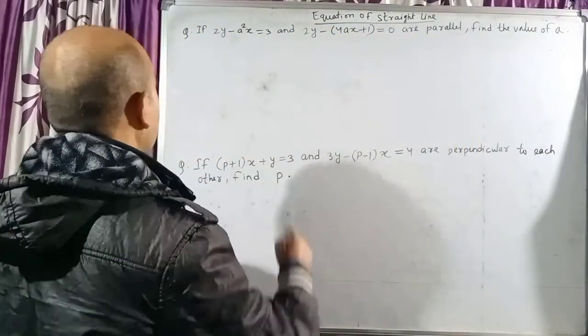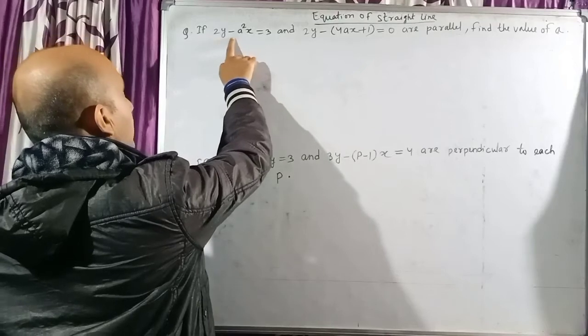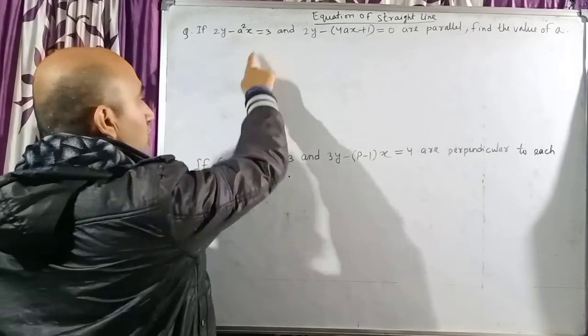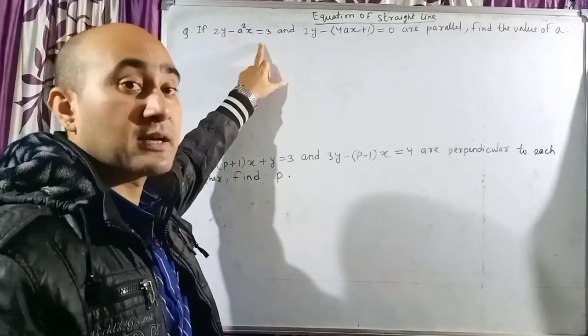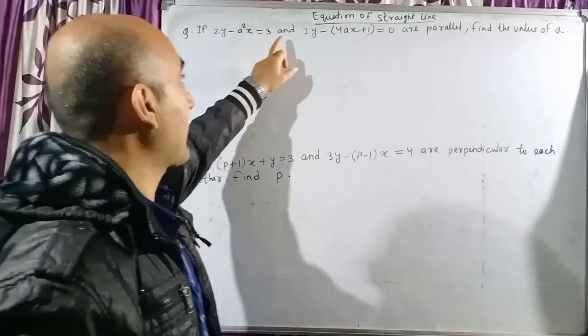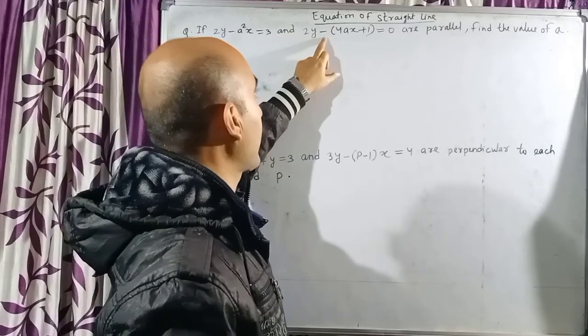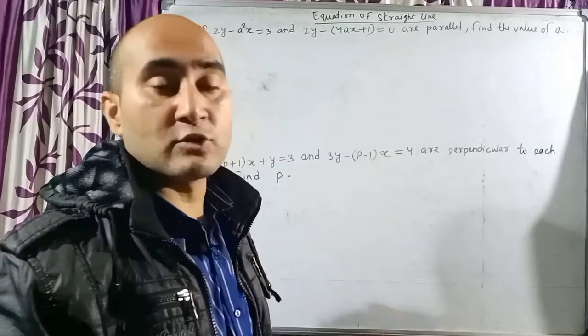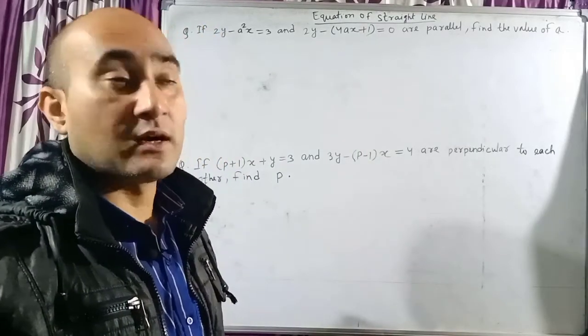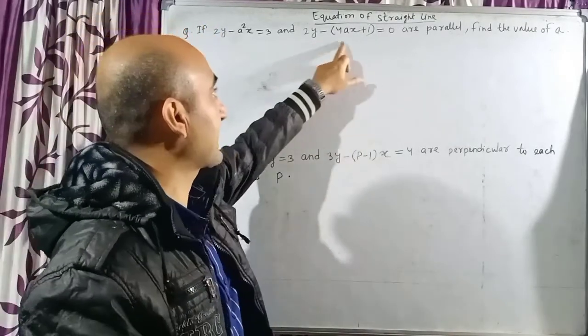So I have the first question here. If 2y minus a square x equal to 3, this is the equation of a straight line. This is the first line but given in equation form, and the second line is 2y minus 4ax plus 1 equal to 0. The second is also given in equation form. This is the equation of the second line.